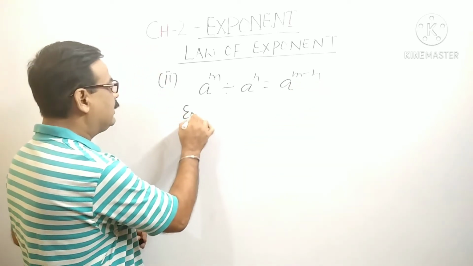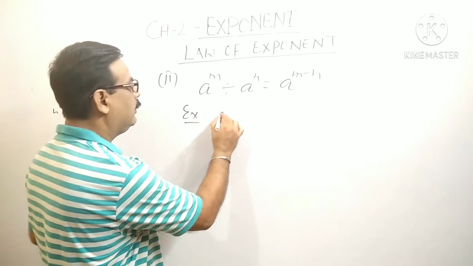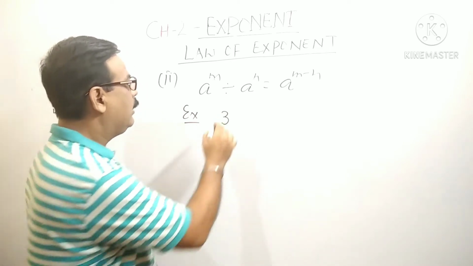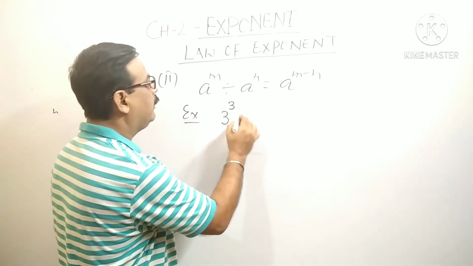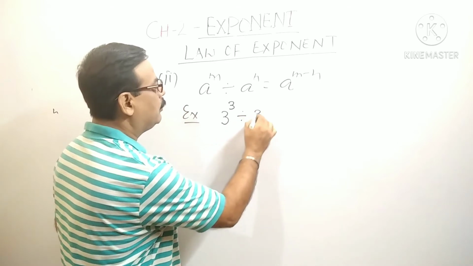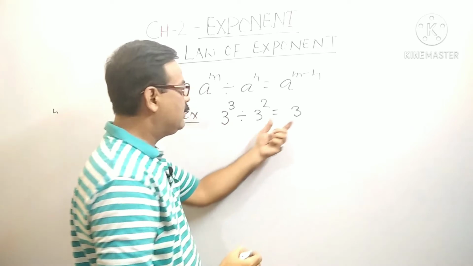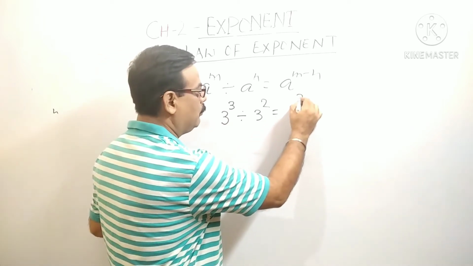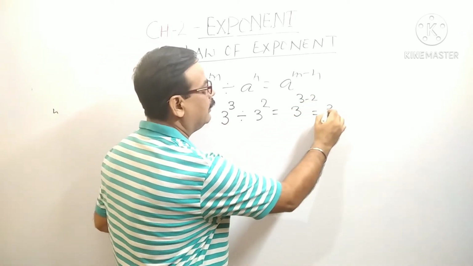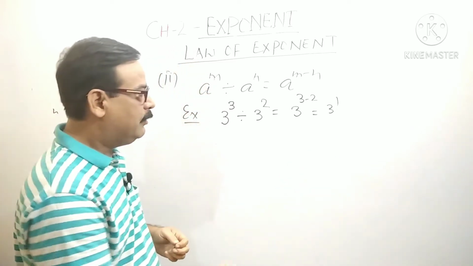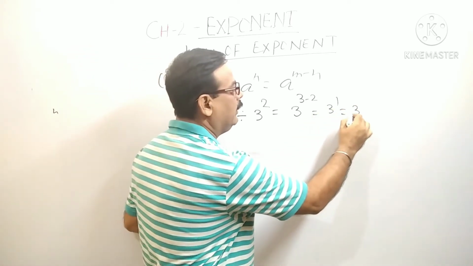So let us see an example. Here 3 is the base and the power is 3, and it is divided by 3 to the power 2. We can write the same base 3 and the powers must be subtracted. We can write 3 to the power 1, and the value of the term is 3.